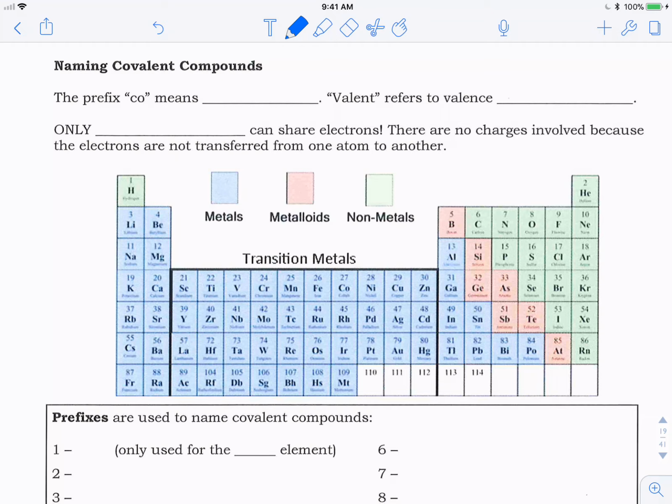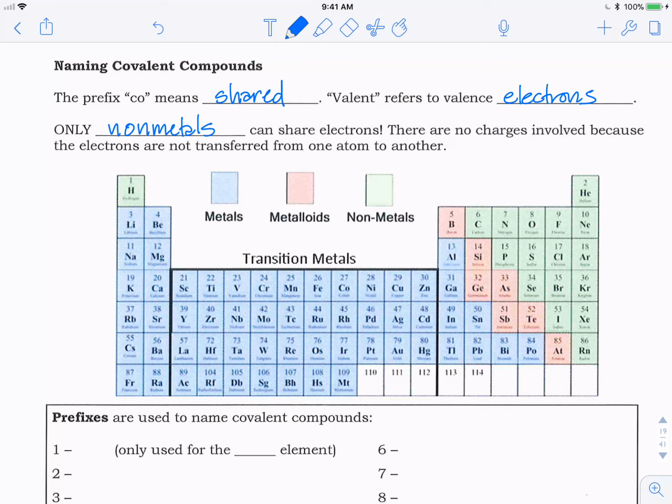Naming covalent compounds. The prefix co means shared, like cooperate means together. Valent refers to valence electrons. So in covalent compounds, the electrons are shared. Only nonmetals can share electrons. There are no charges involved because the electrons are not transferred from one atom to another.